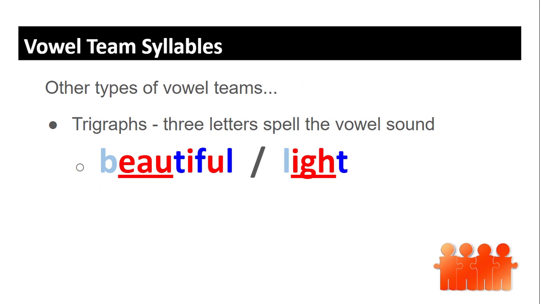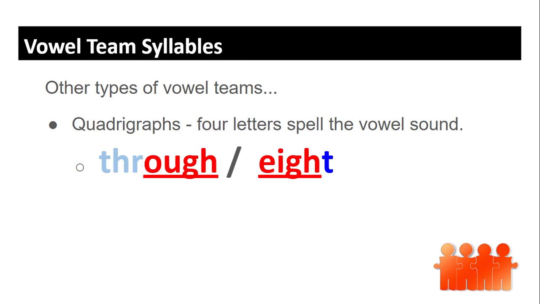Some vowel teams consist of 2 letters, but other vowel teams are actually written with 3 letters, like the EAU in beautiful or the IGH in light. These teams often come to us from other languages, like beautiful is from the French language. Light is from the Anglo-Saxon words that began the English language. And then we also have some teams that have 4 players, like the OUGH or the EIGH, like in through or 8.